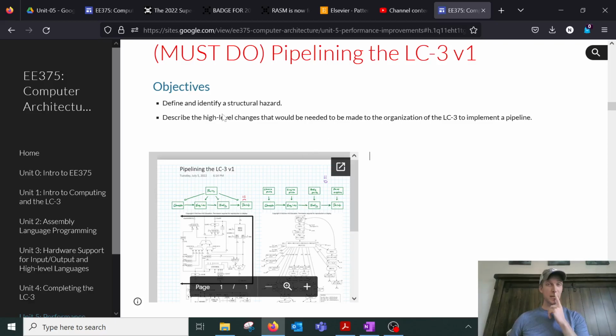In order to do this, we're going to have to understand what a structural hazard is. And in this lesson, we're just going to talk about some high-level changes that we would need to make to the organization of the LC3 to be able to implement that pipeline. If you're interested in seeing the details of how we might do that, more at the component or the gate level, definitely take a look at the follow-on lesson to this, which is pipelining the LC3 version 2.